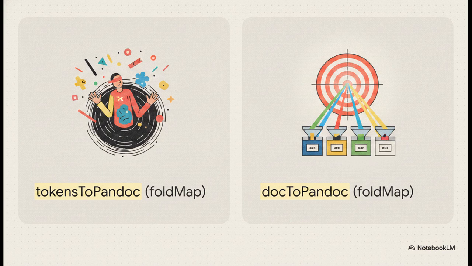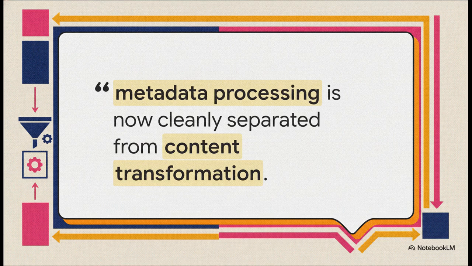You can physically see that difference right here in the Pandoc conversion functions. The old tokens to Pandoc method was basically flying blind. It just mapped a function over the flat list of tokens and sort of hoped for the best. The new function, doc to Pandoc, takes the document type and handles things with absolute intention. It conditionally adds the metadata if it's there, and then it separately folds over the specific content blocks. It's incredibly precise. And as the author notes regarding this exact step, metadata processing is now cleanly separated from content transformation.